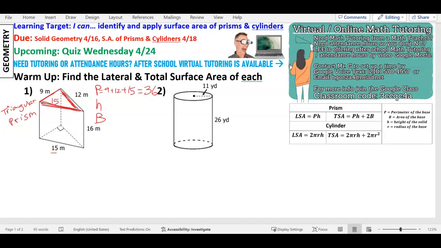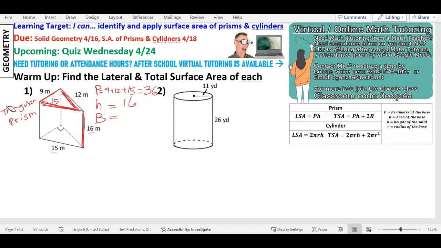Now everyone should be able to just look at this and tell me the H. What is the height of the whole prism? 16, too easy. Now, here's where people goof up. Capital B is not one number on here, okay? You actually have to do some math to figure out capital B, area of the base, like it says over here. What is the base shape again?